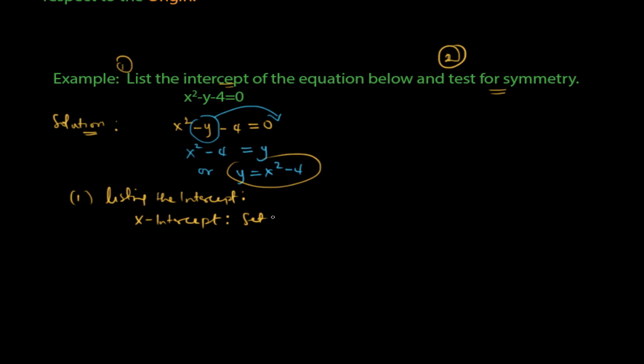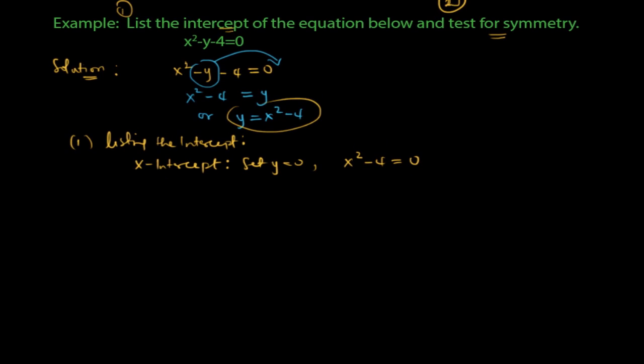So set y to be 0, and then when you set y to be 0, what we'll have is going to be x squared minus 4 equals 0. So we want to find the value of x that satisfies this quadratic equation. Now you recall this is the difference of two squares, which has been explained in the previous video. So this is the same thing as x minus 2 into x plus 2 equals 0. And when we solve this, this is going to give us x equals 2 or x equals negative 2.